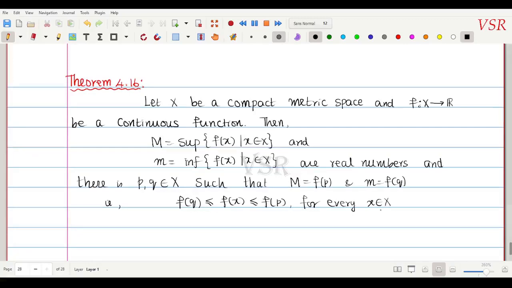Whatever element x you take, it will lie between f of p and f of q. Okay, so this is that f attains its bound. That is, another meaning is that f attains its bound.